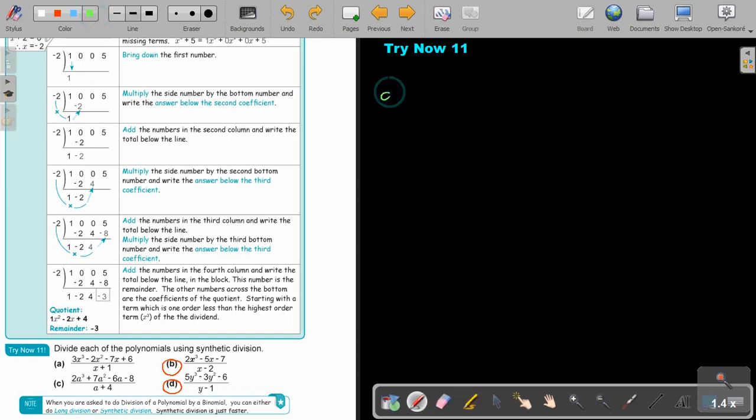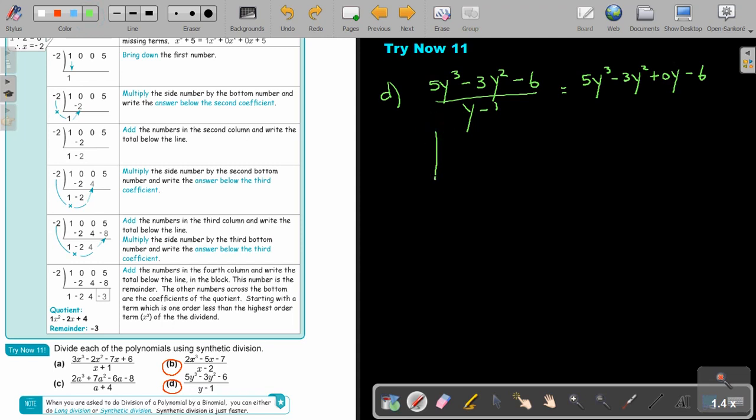Okay, so number D is 5y cubed minus 3y squared minus 6 over y minus 1. If I look at this one, there's also a missing term. Can you see? It's 5y cubed minus 3y squared plus 0y minus 6. So let's look at the coefficients: 5, negative 3, 0, negative 6.